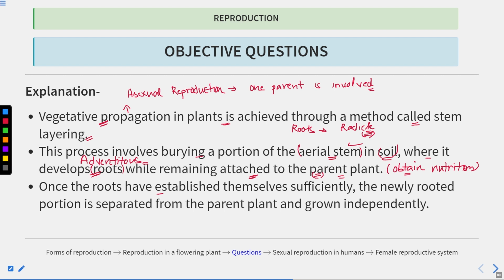Now once the roots have established themselves sufficiently, the newly rooted portion is separated from the parent plant and then it grows independently. So first it will develop roots, and then it will develop leaves also, and then it can be separated from the parent plant and grow independently. Now it can photosynthesize also because it has leaves. So this process is known as layering. Clear? Or known as stem layering, and it is a kind of asexual reproduction. And which kind of asexual reproduction? Vegetative propagation.